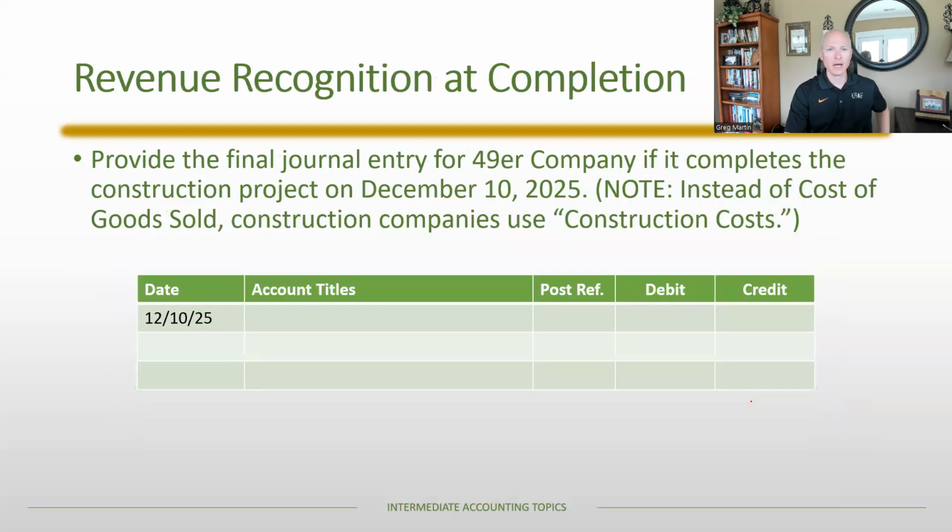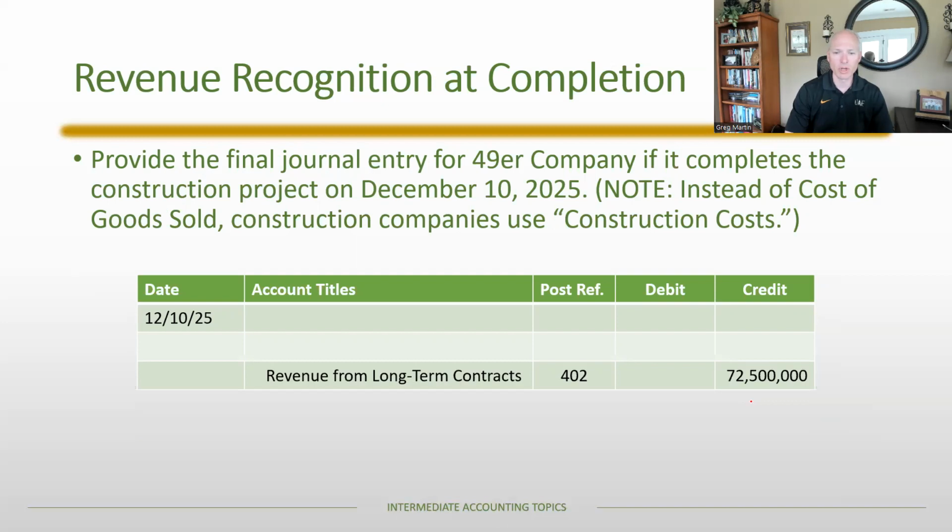All right. So now, as far as recognizing revenue, there's really two choices. One is to wait until the end, right? So we can always wait until the performance obligation is completely satisfied. And on that date, we recognize the revenue. All right. So we're going to do that one first. That's the easy one. The only thing that we're going to note here is for construction companies, they really don't have cost of goods sold. They usually use this term called construction costs. So it's a little bit different in terms of the phrase that they use.